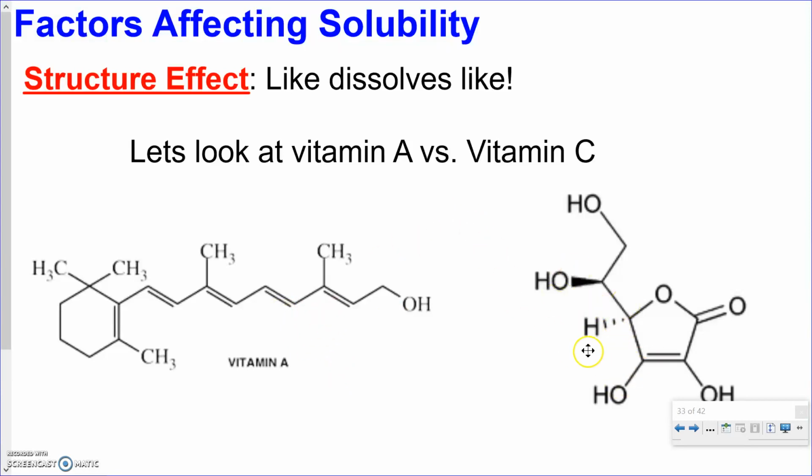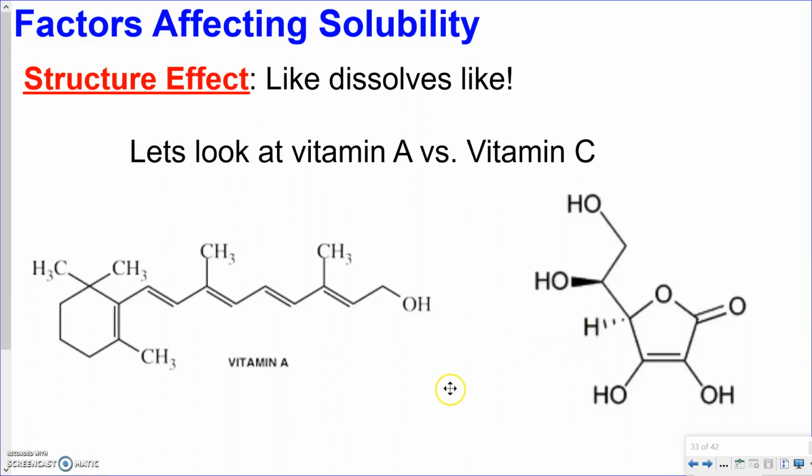We'll check out vitamin C over here. Look at all the OHs and the O's on this, okay? This guy is most certainly polar. Okay, so what does that mean? Have you ever heard of somebody taking too many vitamins? Yes, you can take too many vitamins.